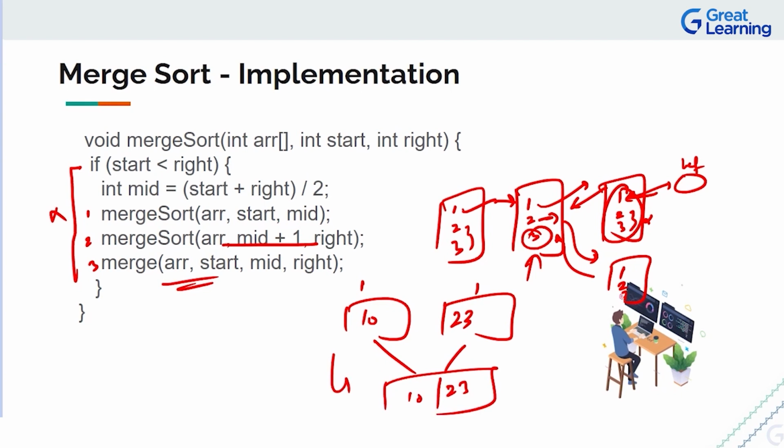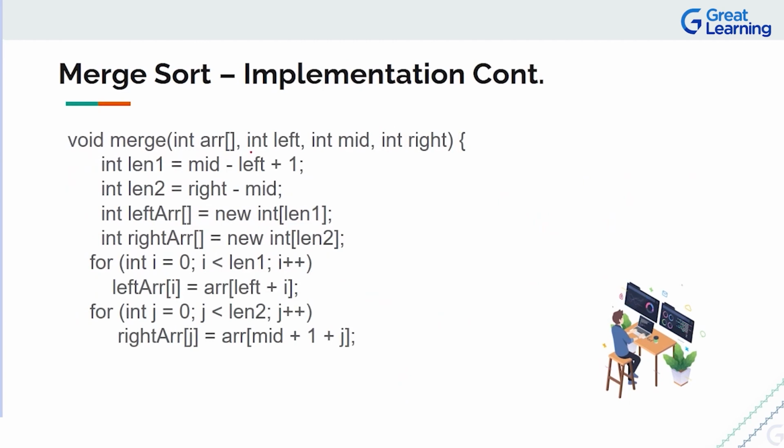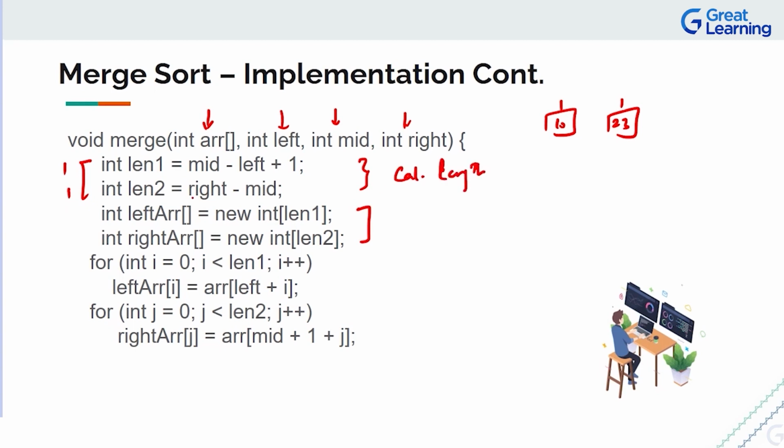Now let's look at how you can merge these two elements. So in the merge function, you will have 4 arguments: the array, the left pointer, the middle index, and the right index. That is your endpoint. So in the first case, wherein you have only single elements, that is 10 and 23, you will calculate your lengths with this formula. We can calculate these lengths and they will be 1 and 1, right? So first we calculate the lengths, that is what we do here.